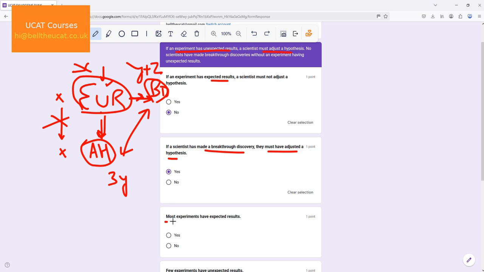Next one. Most experiments have expected results. Most. There's no mention of quantities, no mention of proportion, ratio, percentages. Nothing mentioned. Lack of information.